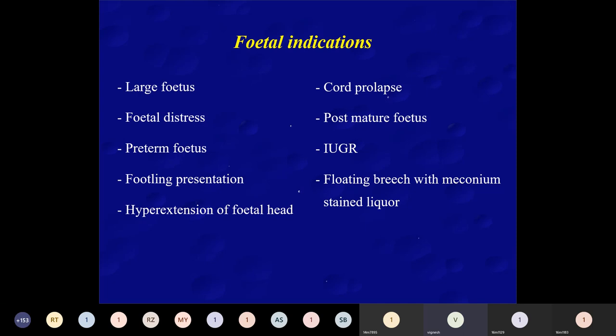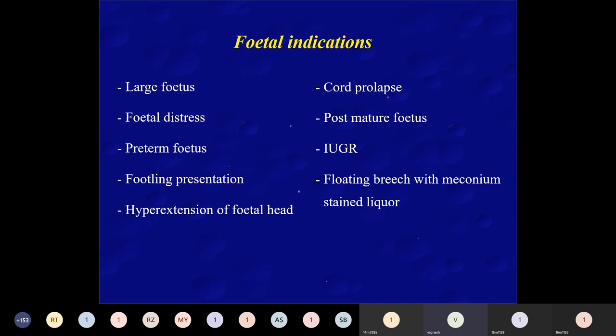Cord prolapse. Whenever there is a cord prolapse, again, immediately you have to push the cord back and deliver her by cesarean section. Or a post-mature fetus, again, because the molding of the fetus will not take place in a post-mature fetus. That's the reason why. So if it is 42 weeks and above, better to go ahead directly to a cesarean section.